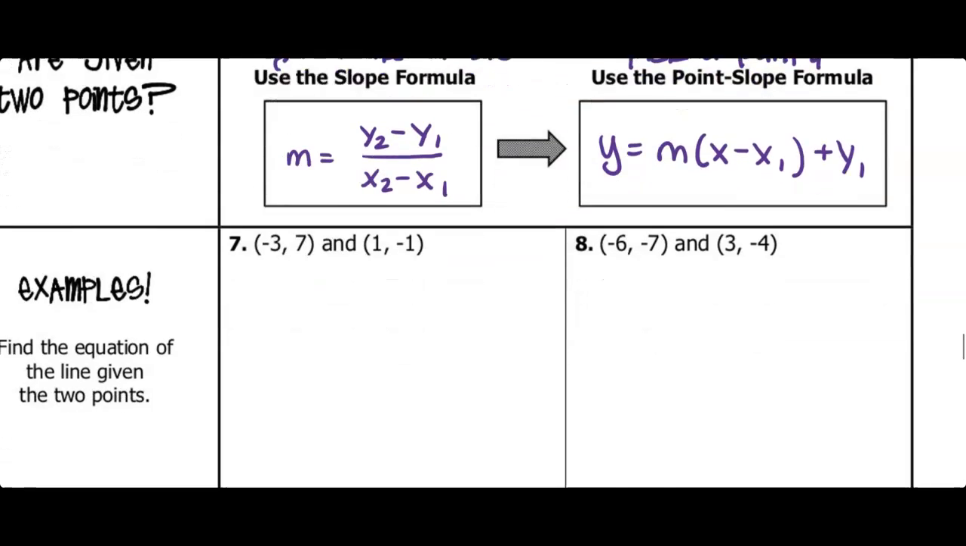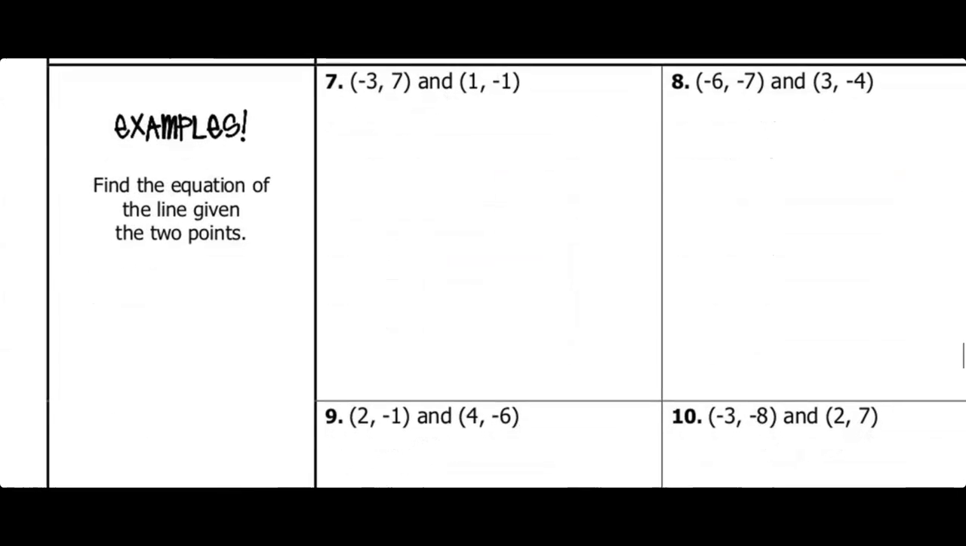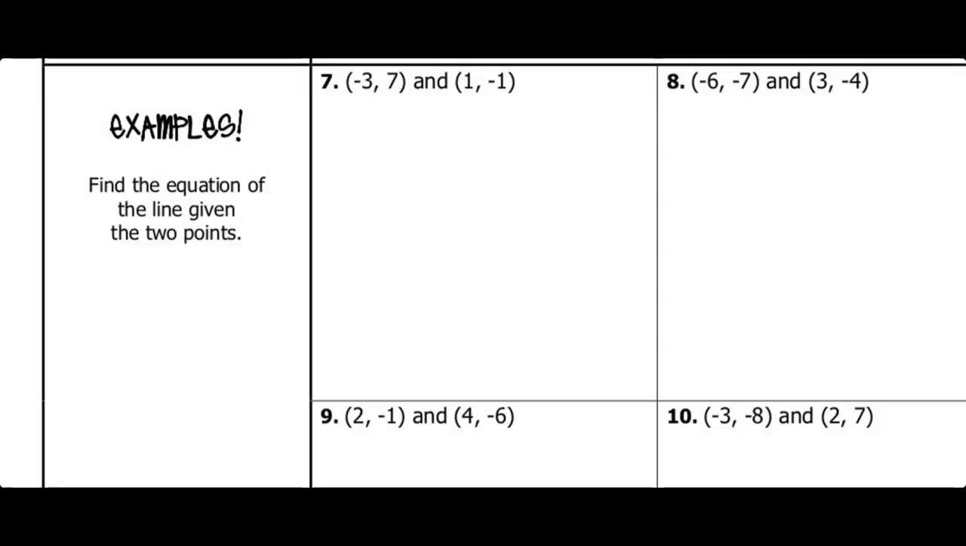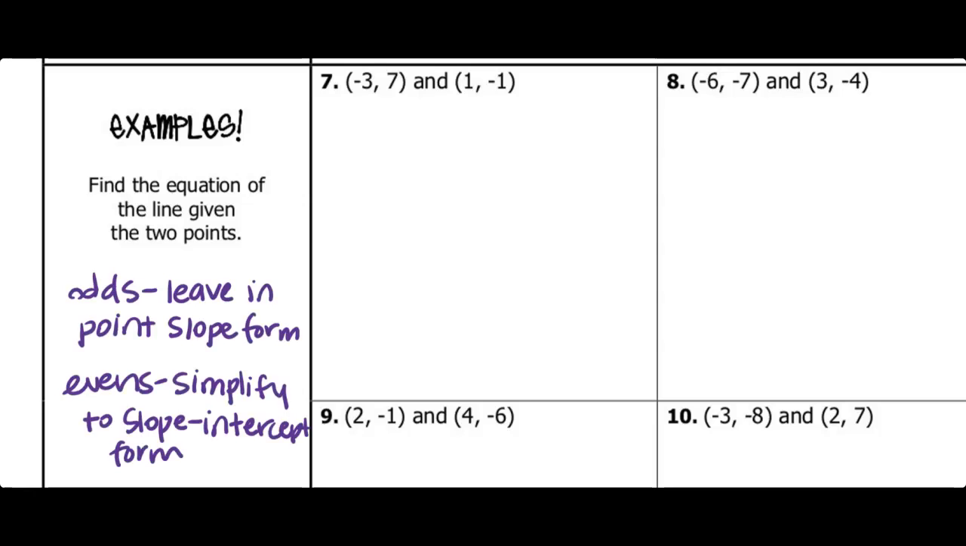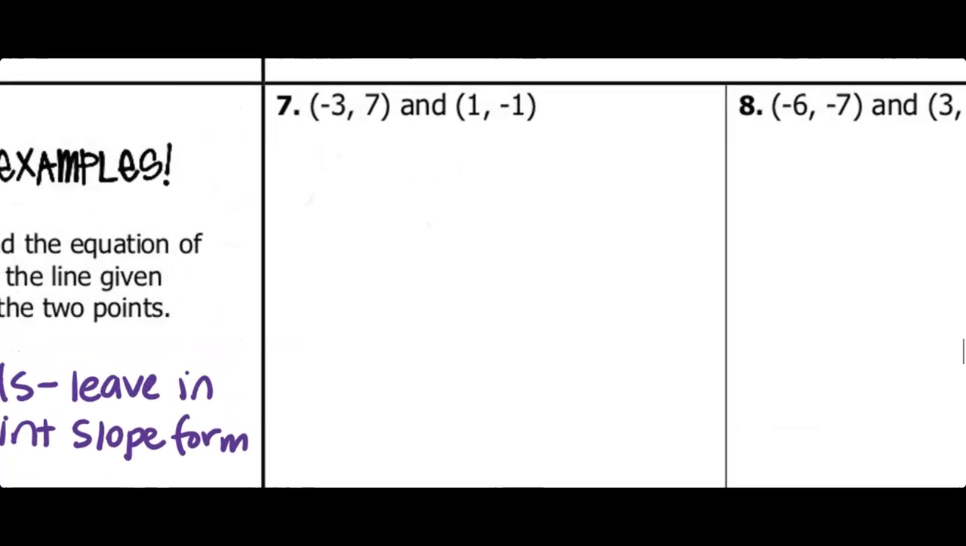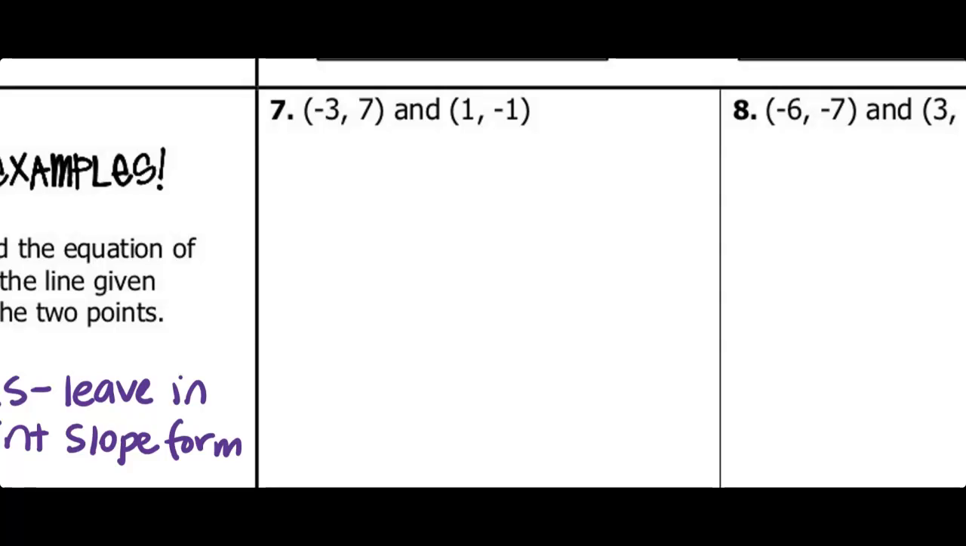So looking at number 7, and again, just like in yesterday's examples, we are going to do odds, leave in point slope, and even simplify. So in number 7, we have 2 points. The first thing we're going to do is find our slope. So method 1 is to use your slope formula.